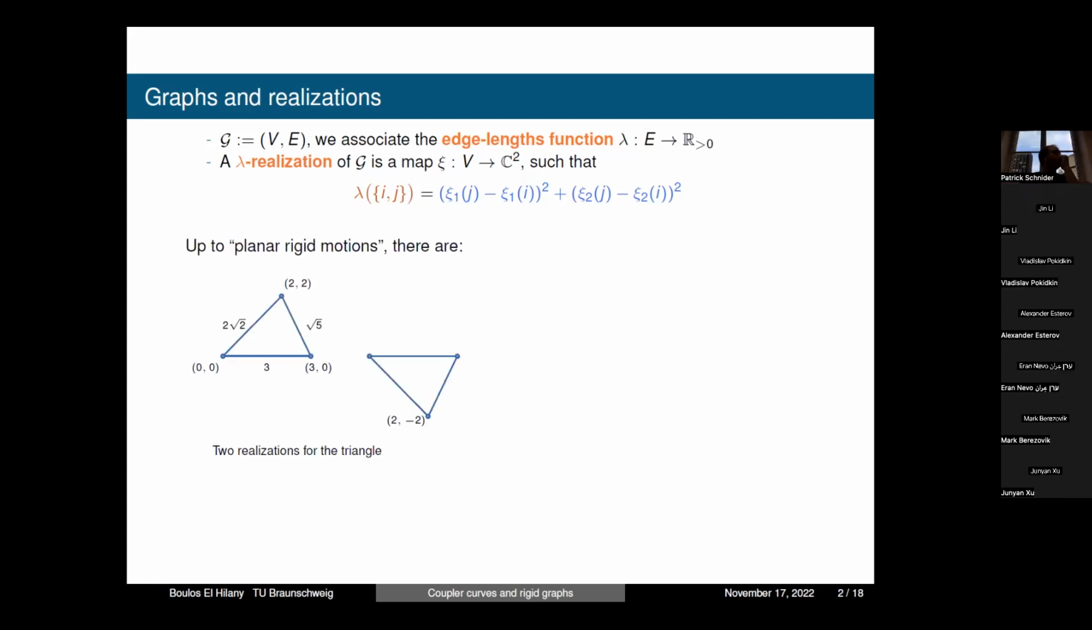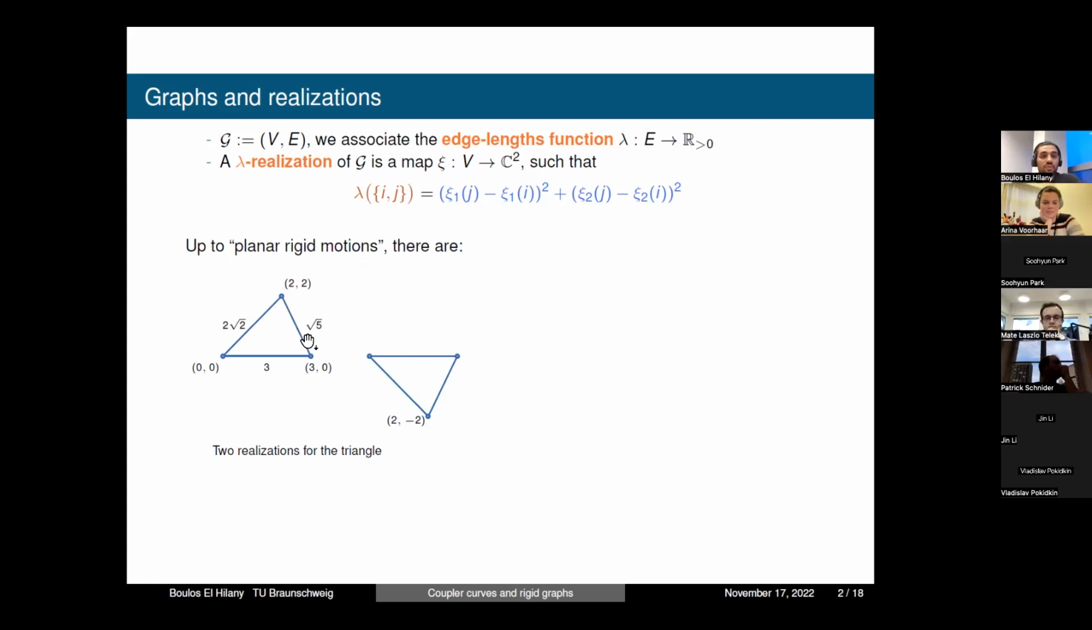If we take the triangle, here we see there are two realizations of the triangle. My edge length function gives me 2 square root of 2, and square root of 5, and then 3. So we can see that there are two realizations. Here we see them in R2. Actually, there are infinitely more realizations in C2, but what I'm interested in is that many of those realizations are similar in the following way.